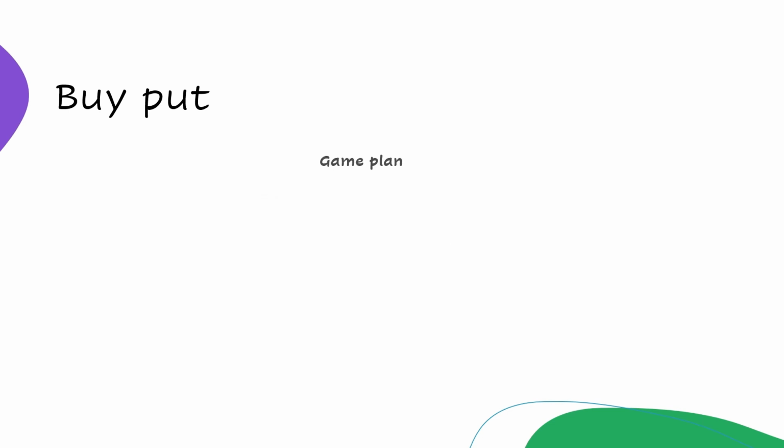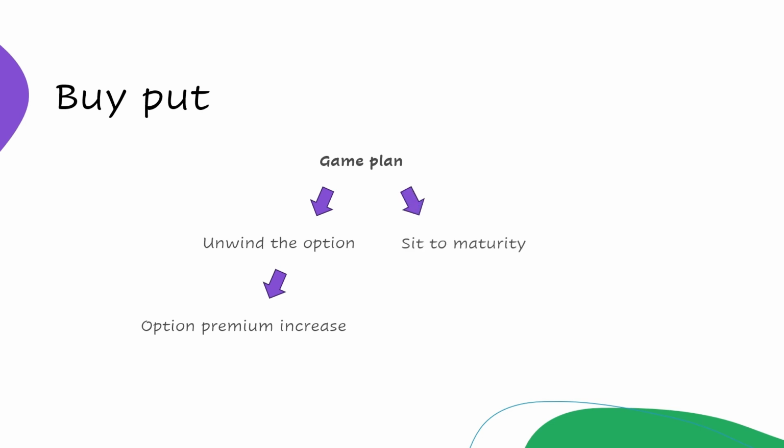Just like buying a call, buying a put has mainly two game plans. If the underlying goes down after buying the put, traders can choose to unwind the put after the put price goes up. Otherwise, traders can choose to sit with the put until maturity. Put buyers will make a profit if spot is lower than strike by at least the premium paid at the beginning. If the put expires out of the money, then the buyer will just lose the premium paid.